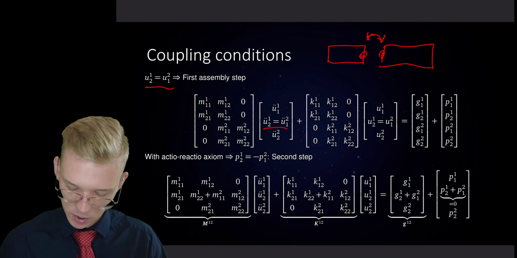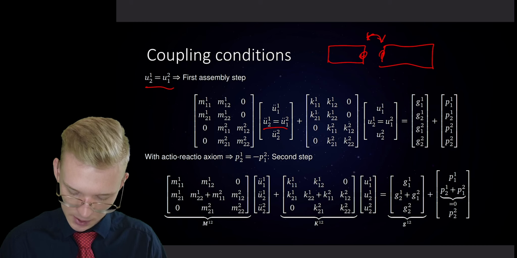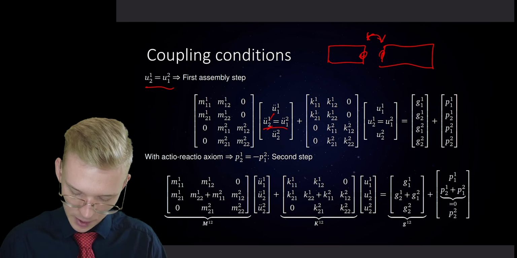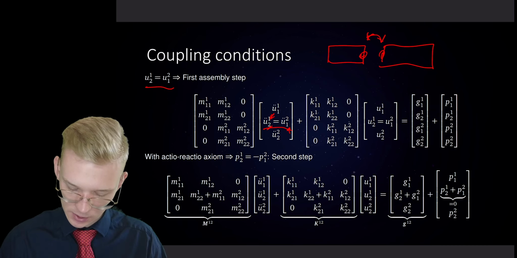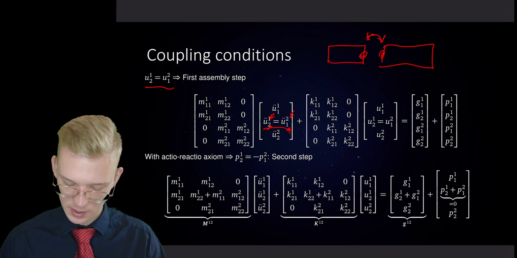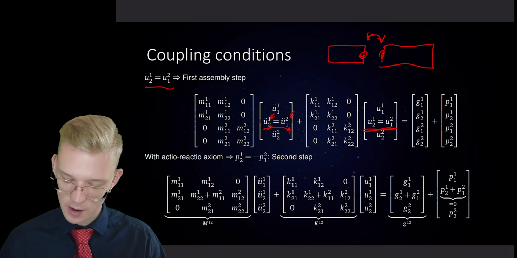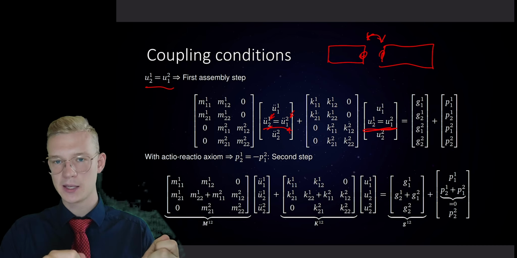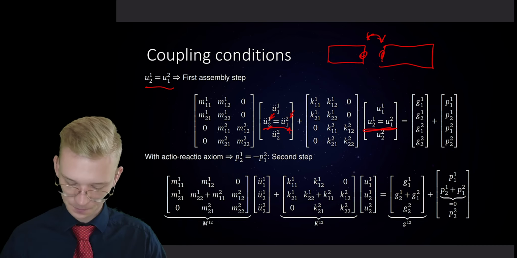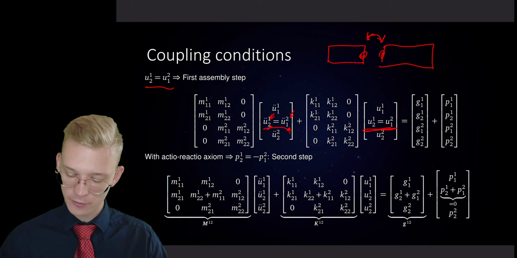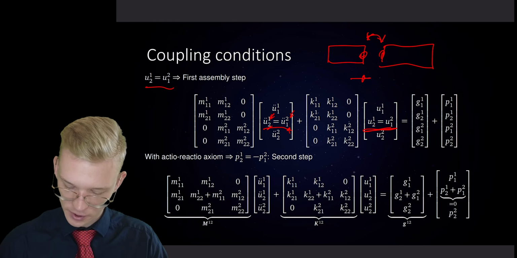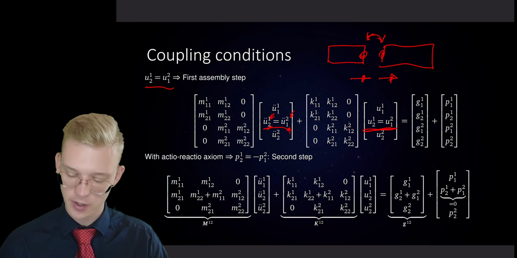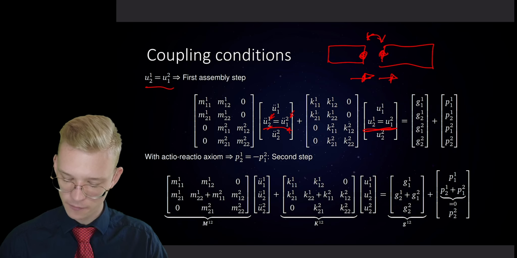So we say that u2, so the second displacement of element 1, is equal to the first displacement of element 2, or in this case, the acceleration. And here we have the displacements, because if they're next to each other, they have the same displacement and the same acceleration. Then, of course, we have the forces. So a force here and a force there, on each end of the node.